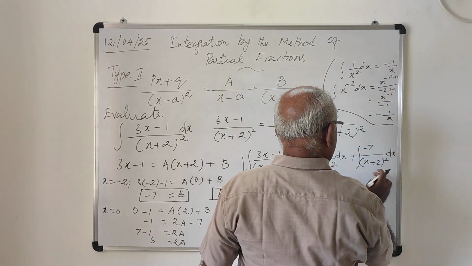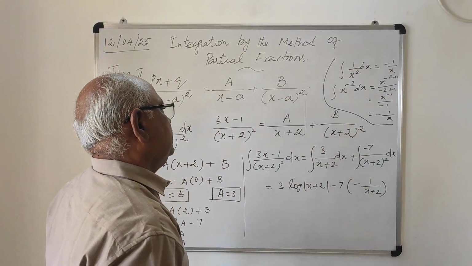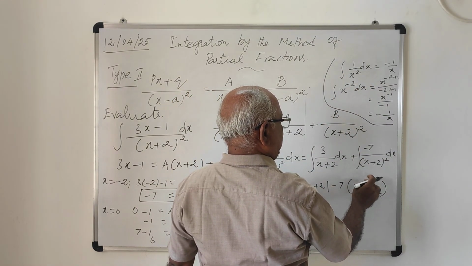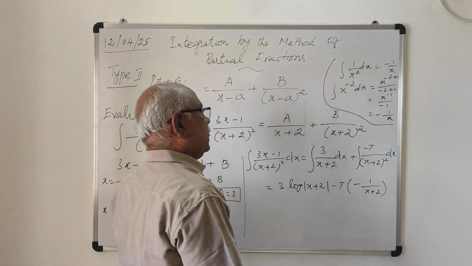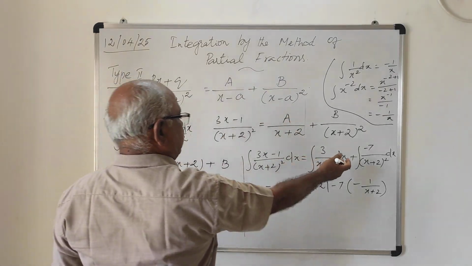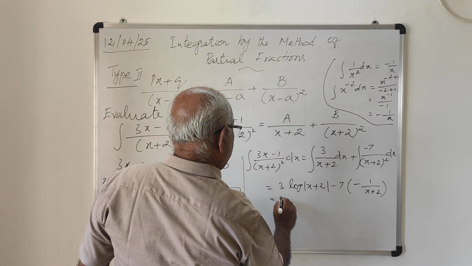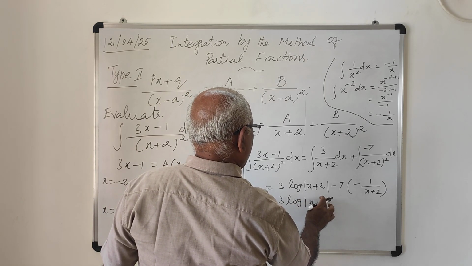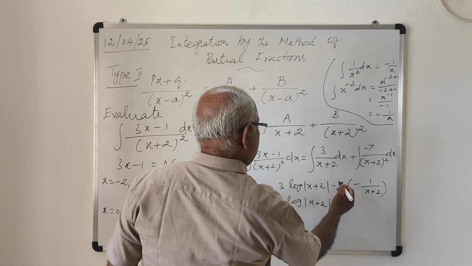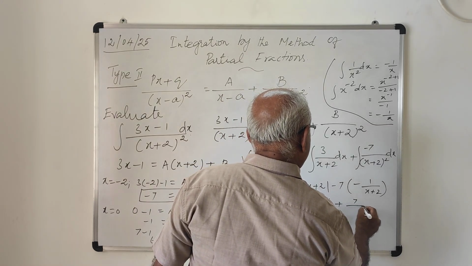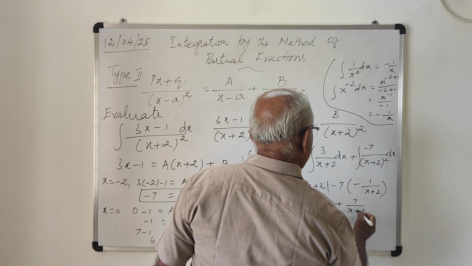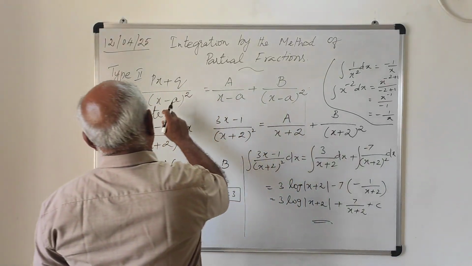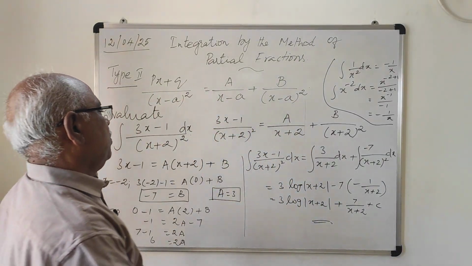So instead of x you have (x+2) whole square. Instead of x you have x+2. Therefore you get minus 1 by (x+2). By this principle we can integrate this. So this is 3 log(x+2) minus of minus 7 by (x+2), plus one integrating constant c. That's all about the answer for this integration. That's all about the problem.